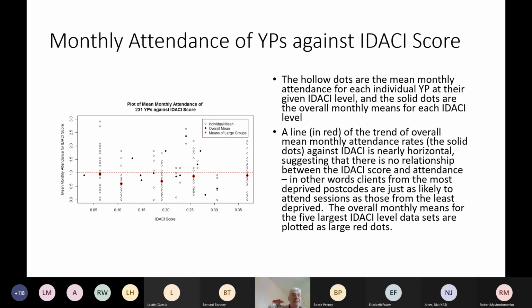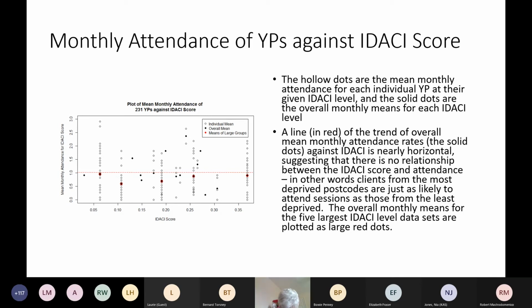Again, suggesting that there isn't any real up-down trend relationship between deprivation level and monthly attendance. So that was one conclusion.